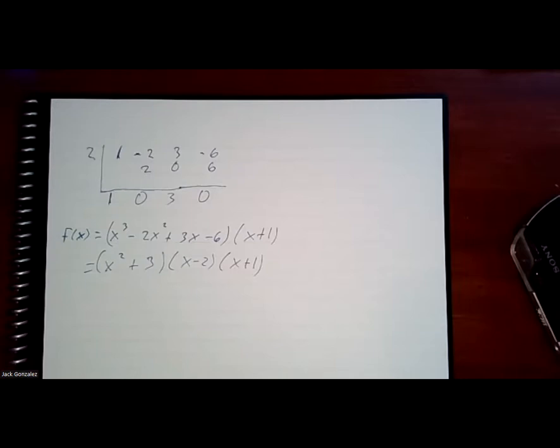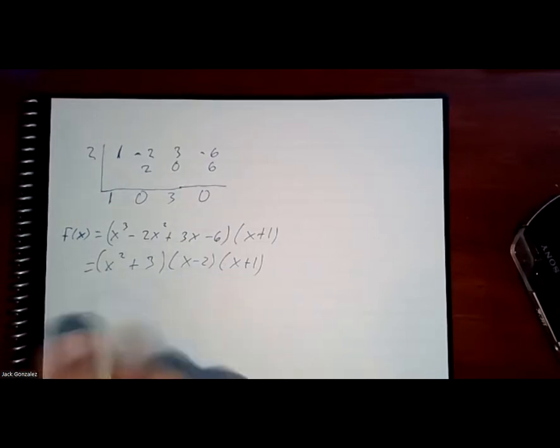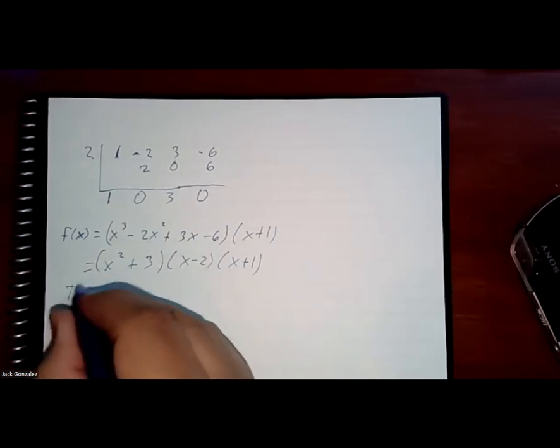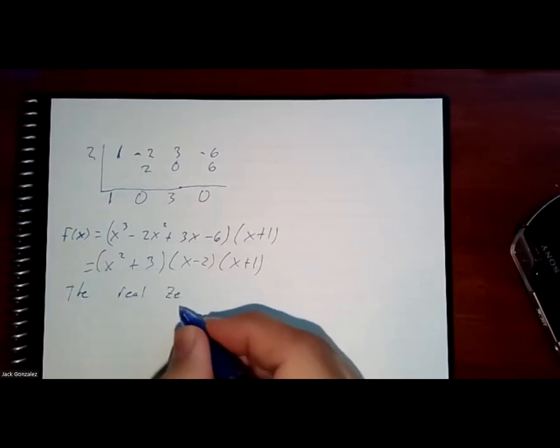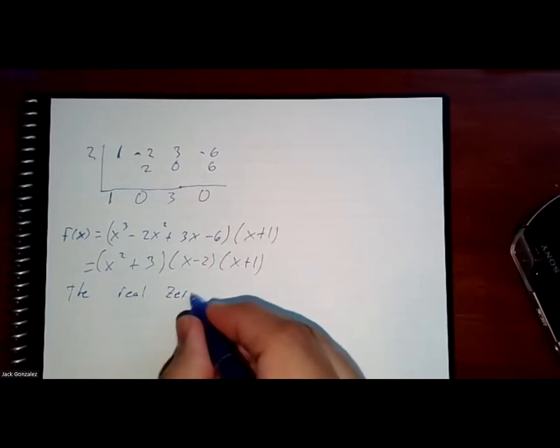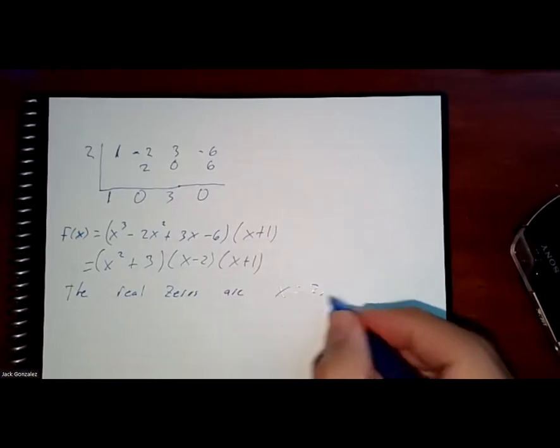Let me read the question again. It said, find the rational zeros. Okay. So the only real zeros. So this is the factored form. The real zeros are x equal to 2 and negative 1.